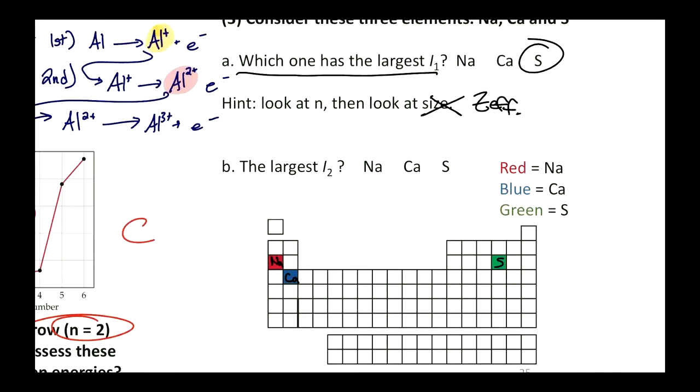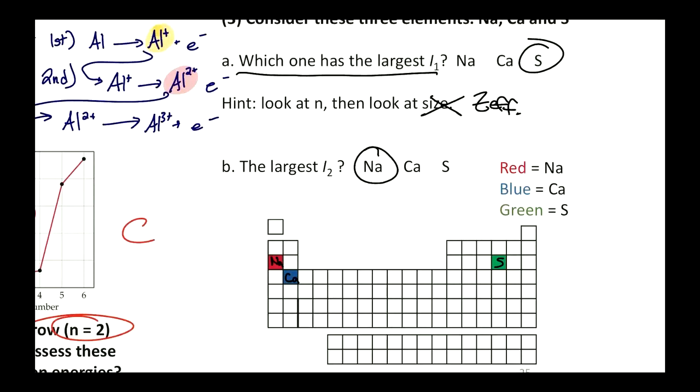Sodium. Why do we think sodium? There's only one valence electron. Yeah, so the correct answer here is sodium, because sodium only has one valence electron, so the first one's going to be fairly easy, but the second one's going to have a huge jump. Now we're taking inner core electrons, versus for calcium and sulfur, the electrons we remove there are all valence, so they're going to be relatively easy.